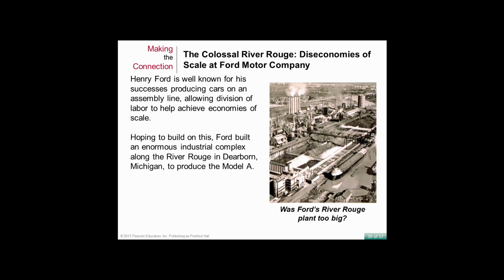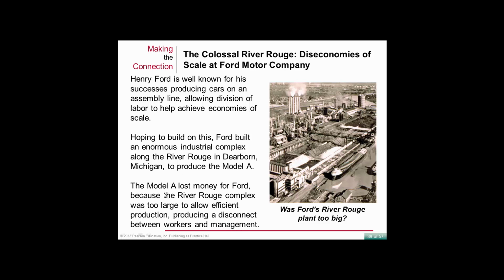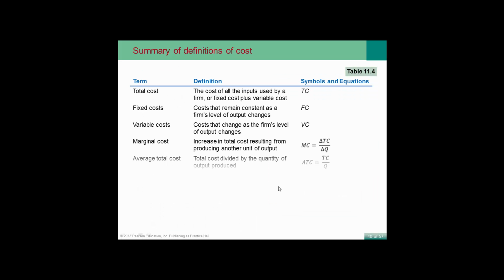Henry Ford is well known for his success in producing cars on an assembly line, allowing division of labor to achieve economies of scale. Hoping to build on this, Ford built an enormous industrial complex at the River Rouge in Dearborn, Michigan, to produce the Model A. The Model A lost money for Ford because the River Rouge complex was too large to allow efficient production, producing a disconnect between workers and managers, and basically the plant was too big and they couldn't efficiently run it.